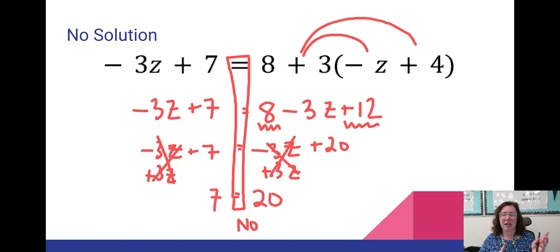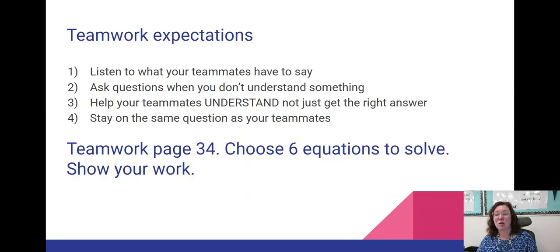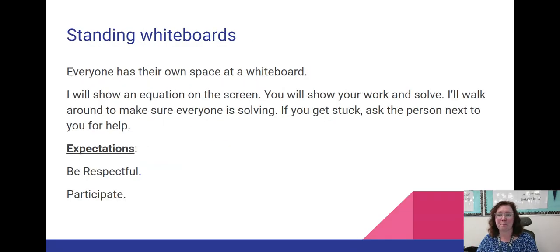One solution, x equals a number. Infinitely many solutions, you get the exact same thing on both sides. Or no solution, you get a number equals a different number. So then you got in your notebook and you did page 34 in your notebook. Some of them would have been infinitely many solutions, some of them would have been no solutions, and some would have just been the same as normal, solving it and getting an answer.